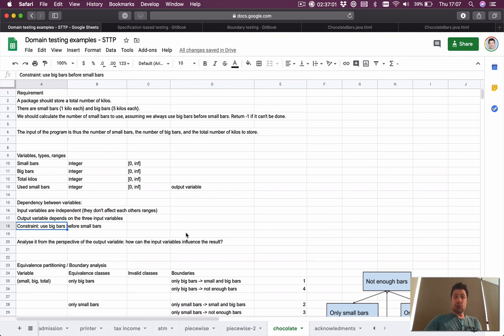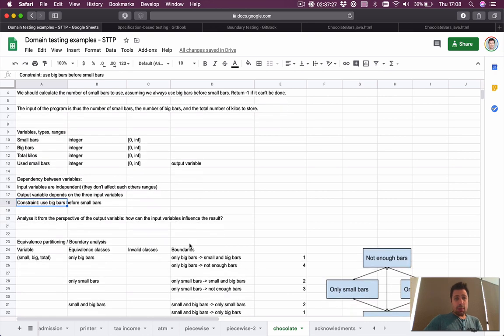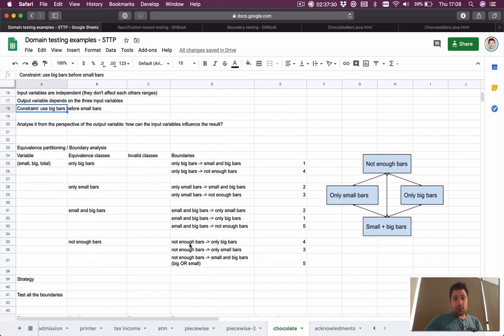So my suggestion in this case is for us to then look at the output variable and how the input variable can influence it. And if we pay attention to the problem, we see that the number of small bars and the number of big bars are the ones that play the big role in there, right? So supposing we have a valid number of total kilos that we want, then the small bars and the big bars are the ones that play a big role there. So what I did was I started to think of how these two variables, the small bars and the big bars, could play a role in the output.